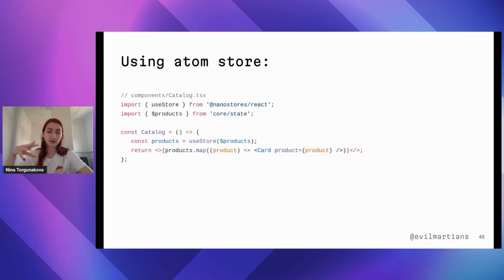In our components, we will import the store and subscribe to its changes. To subscribe to its changes, we use the function useStore. In this example, I'm using React, but it doesn't really matter. It's framework agnostic, and you can find this function in other frameworks like Angular, Vue, Solid, Svelte, and so on. So we subscribe to the store's changes, and then we just map our list of the products.